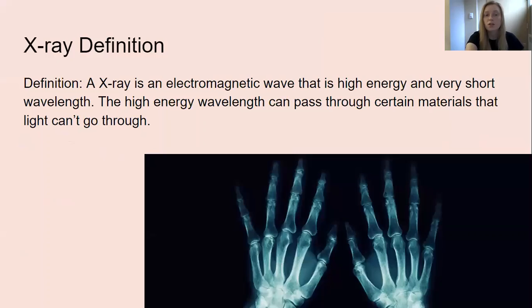What is the definition of an X-ray? An X-ray is an electromagnetic wave that is high energy with a very short wavelength. That high energy wavelength can pass through certain materials that light can't go through because it is higher than the regular energy of light.